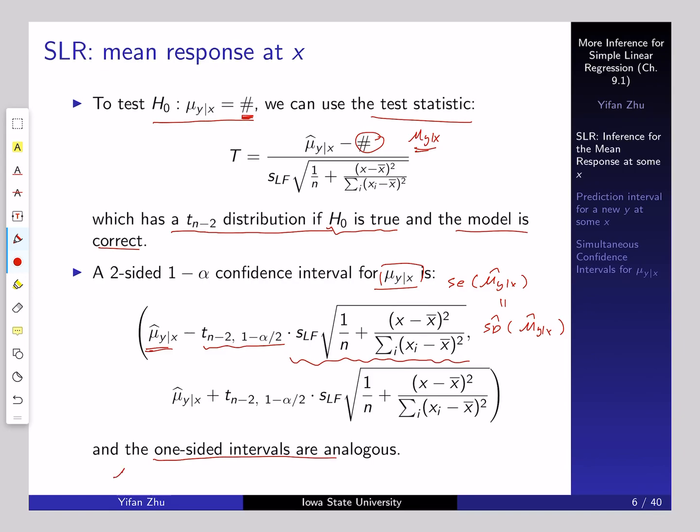So for the lower one-sided confidence interval, you just use the estimated mean, mu of y given x hat, minus the quantile of t at n-2, but it would be the 1 minus alpha quantile instead of the 1 minus alpha over 2 quantile, times the standard error of mu of y given x hat. Again, the right end is positive infinity. So this is a lower 1 minus alpha confidence interval.